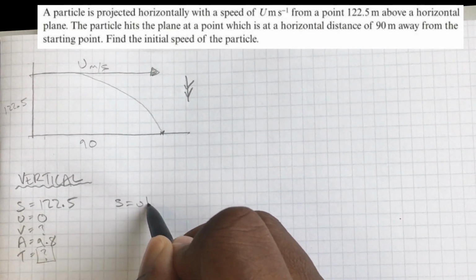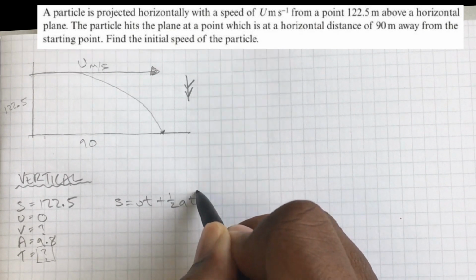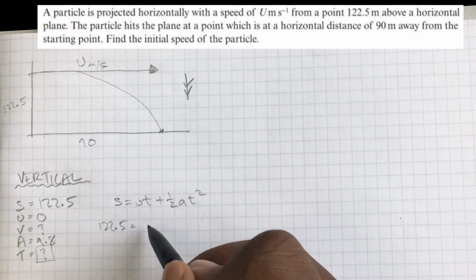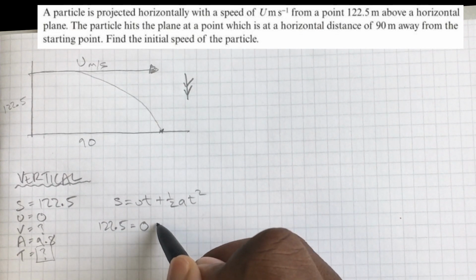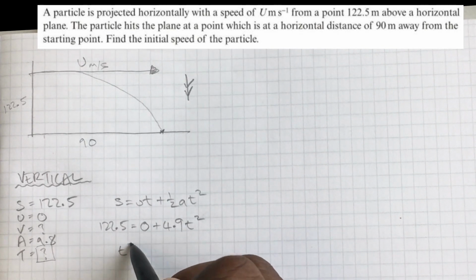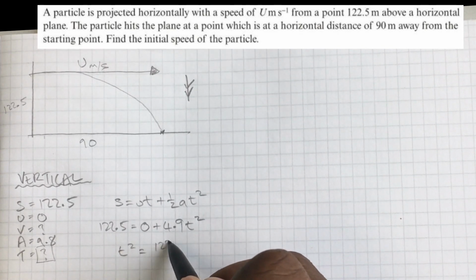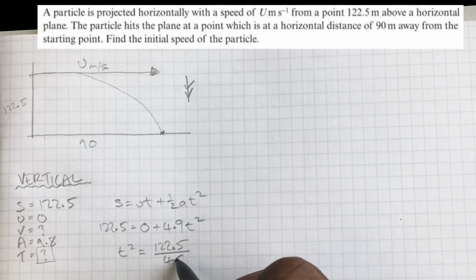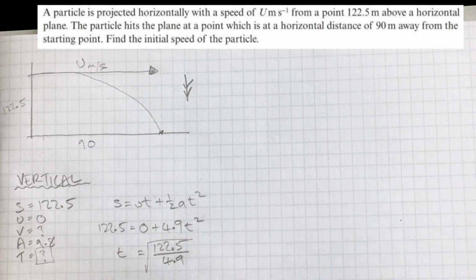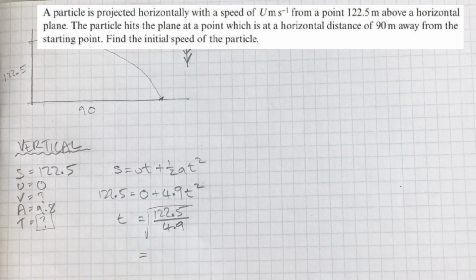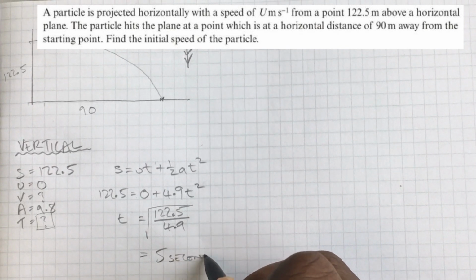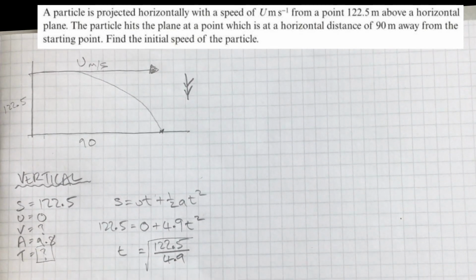Choosing the right SUVAT equation, S equals UT plus half AT squared, substituting in all the variables that we have, and then we're just going to rearrange to find T. So from here I can see that T squared should equal 122.5 over 4.9, or actually T is the square root of that fraction. And from there we get that T equals 5. So it takes 5 seconds for the particle to hit the ground.